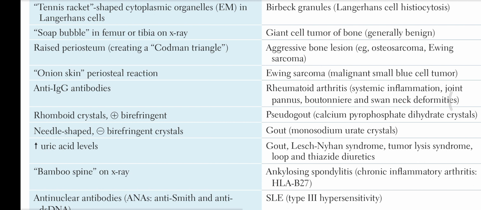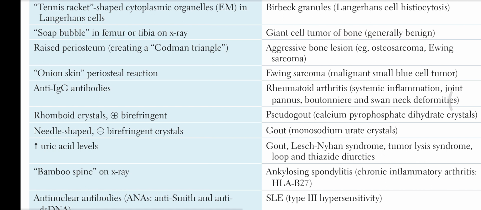Anti-IgG antibody: rheumatoid arthritis. Systemic inflammation, joint pannus, boutonniere and swan neck deformity.